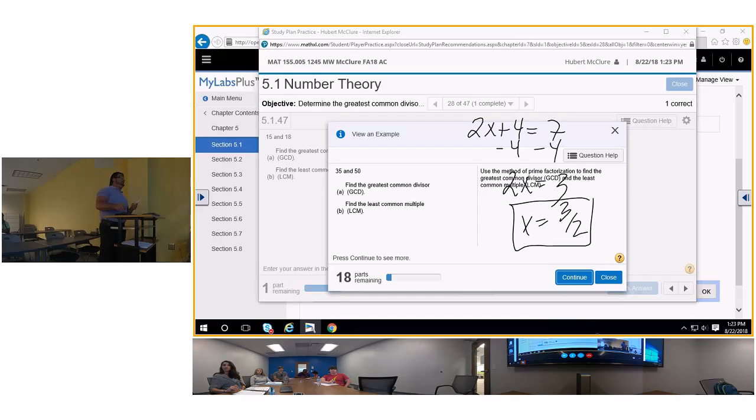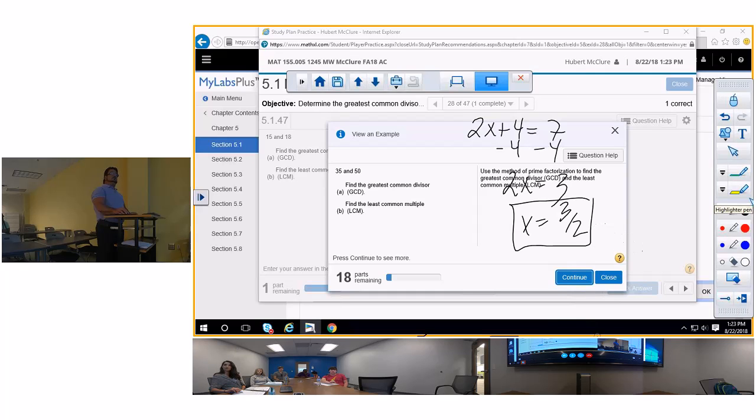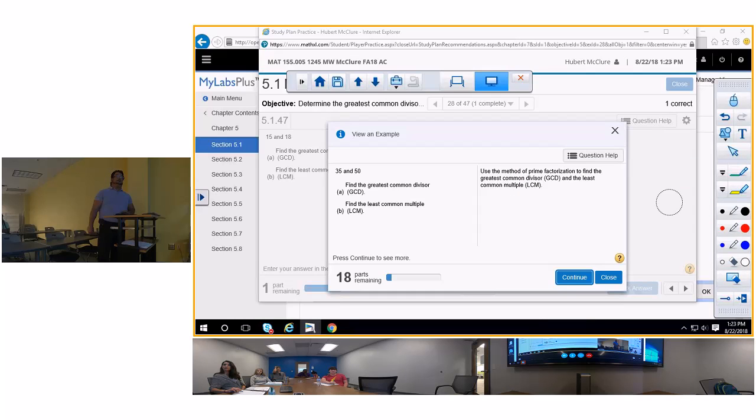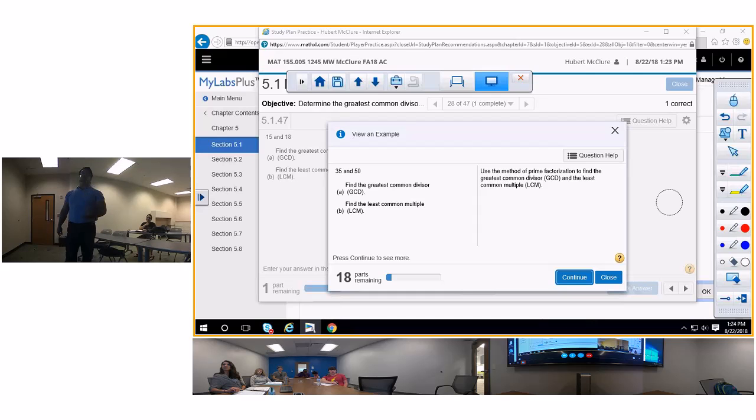View an example is when you're just knocking the cobwebs off. Now what does that mean? It means I'm trying to remember stuff, Hubert. That's right, class. Thank you for the interaction. Interaction makes the class go by a whole lot faster, so I appreciate it. You're welcome, Hubert. So when you're doing view an example, that's when you have seen it before.